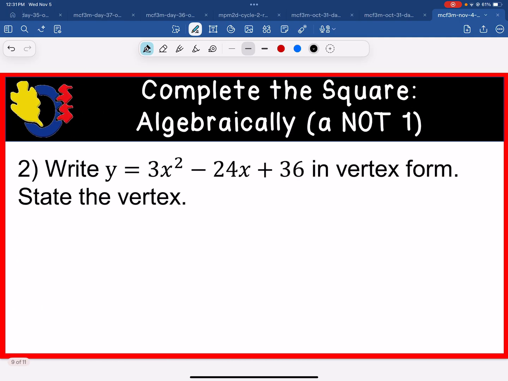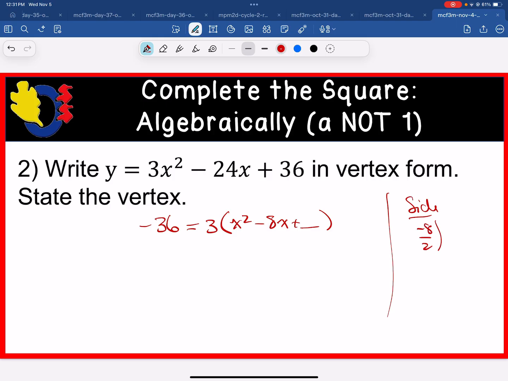All right, let's look at the next example here. Okay, so I'm going to bring the -36 over. I'm going to do this in one step. So I'm going to take out the 3. So I'm left with x squared minus 8x plus something to make the perfect square. My little side calculation: -8 divided by 2. We're going to square it.